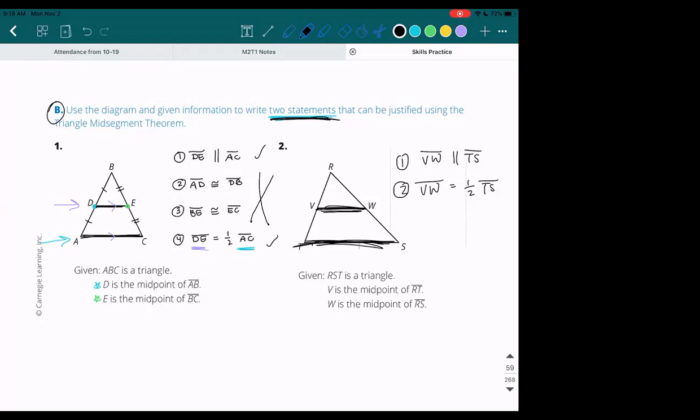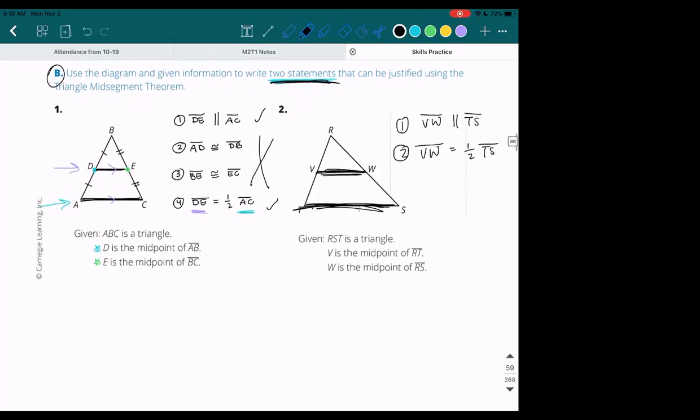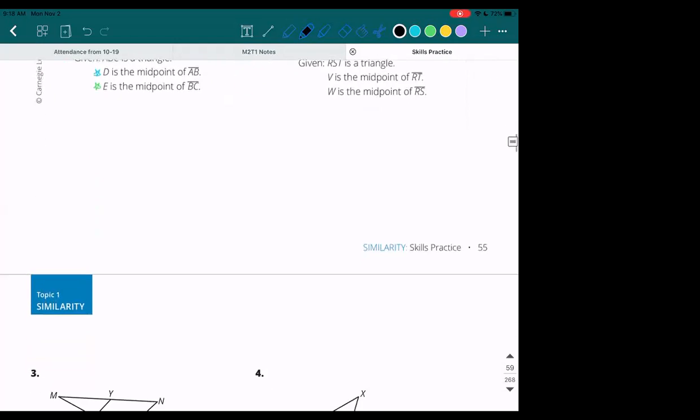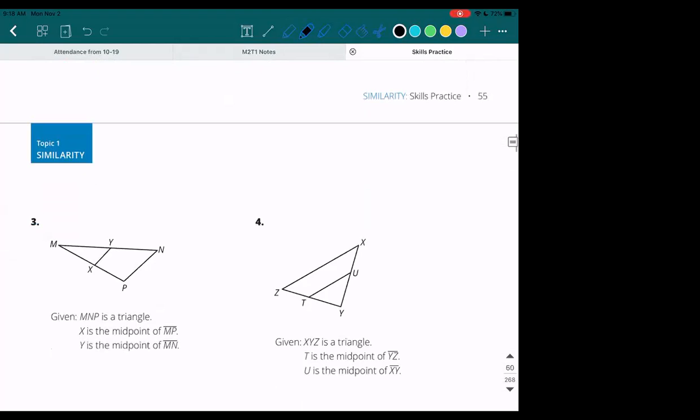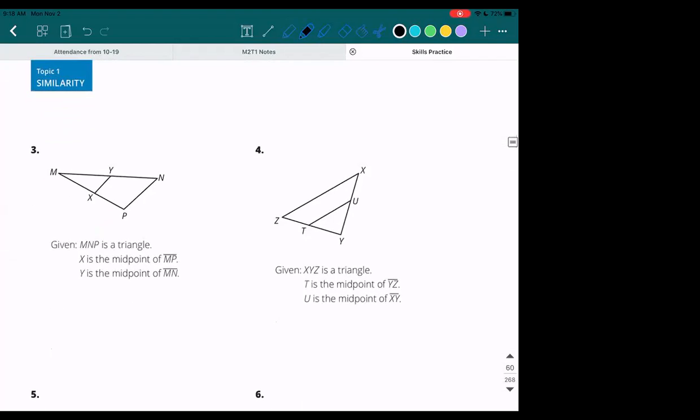Okay, let's go on to the next one. Number 3. So if you scroll down, or I guess flip your page, however it is that you are doing it. We're going to do the same thing for 3 and 4. So here's our shorter mid-segment, and here's our third side of the triangle. We are writing that one, they are parallel. So XY is parallel to PN. And then we are writing that XY is equal to half the measure of PN. So the short one is half of the bigger one. Any questions?